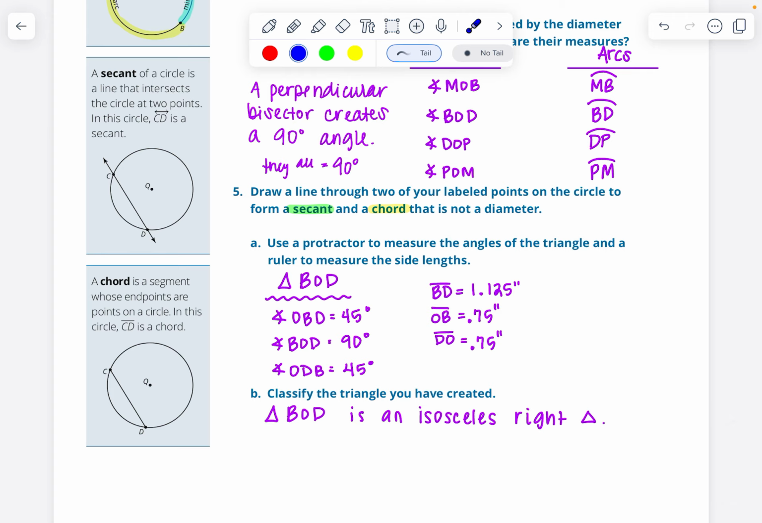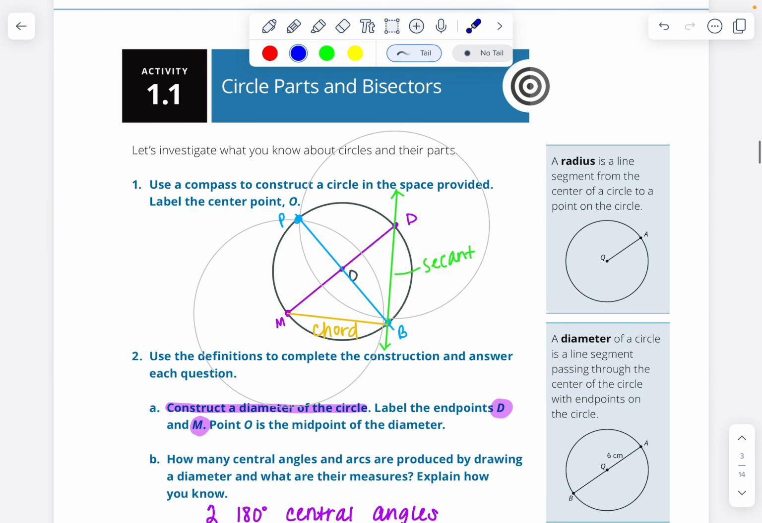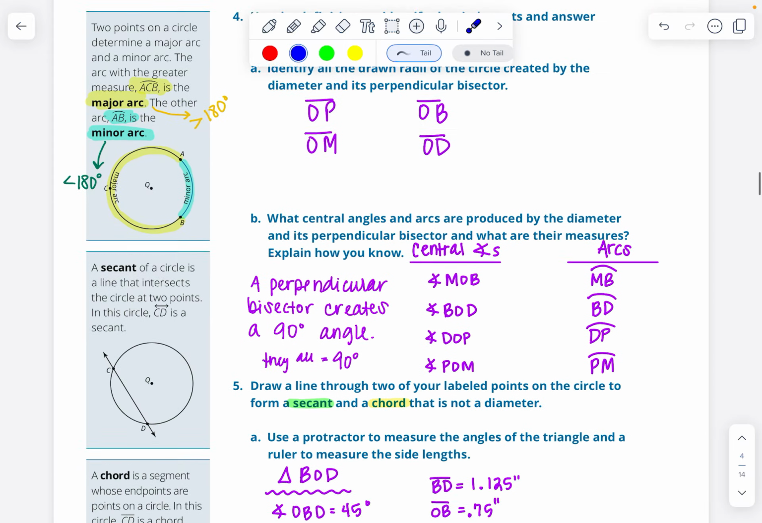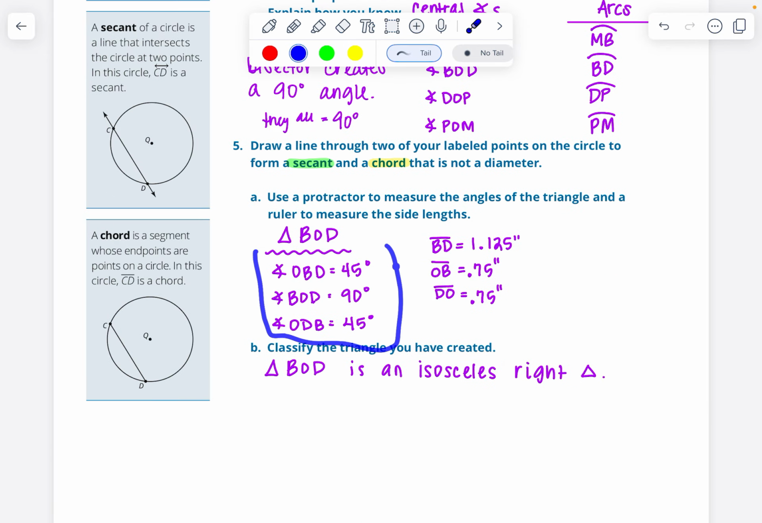All right, use a protractor to measure the angles and the triangle and a ruler to measure the sides. So let me see. So I'm using this triangle here. So if I measure these two angles, each of those is 45 degrees. And then if I measure these two sides, they're equal to each other. So this will be 45 degrees, and 90 degrees. And these two sides are congruent to each other. So I represented that here and here. And we can clearly see that this would be an isosceles right triangle.